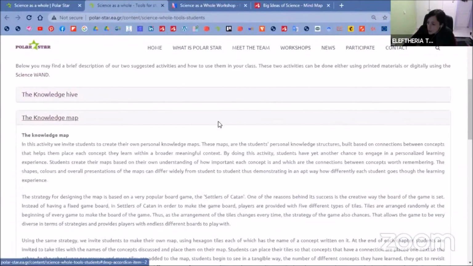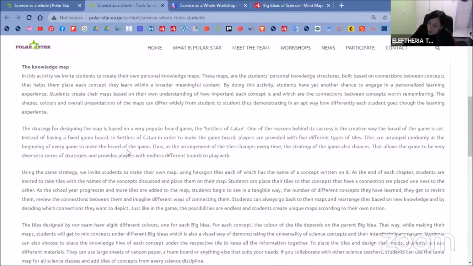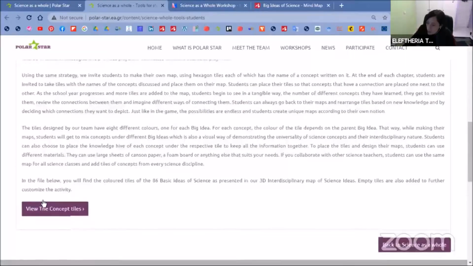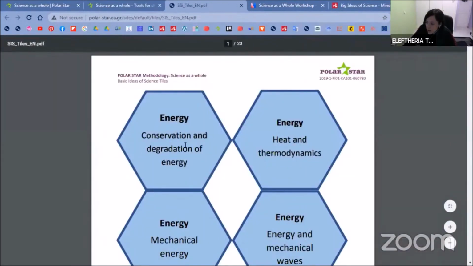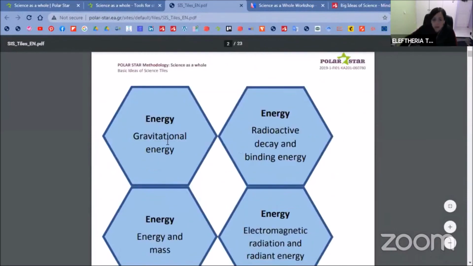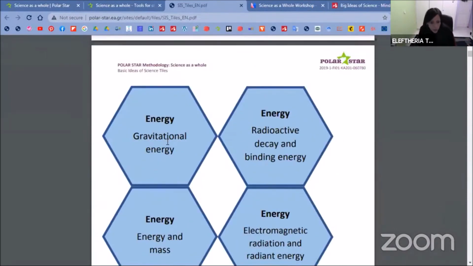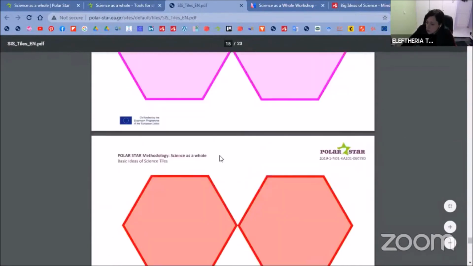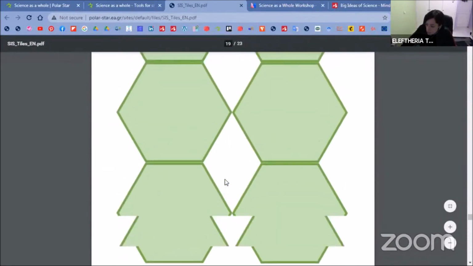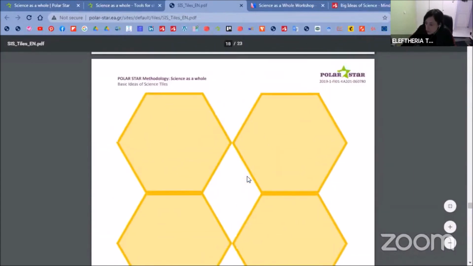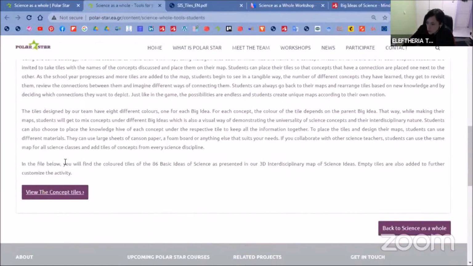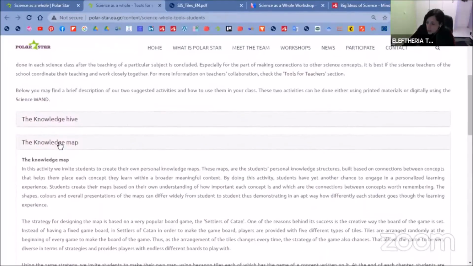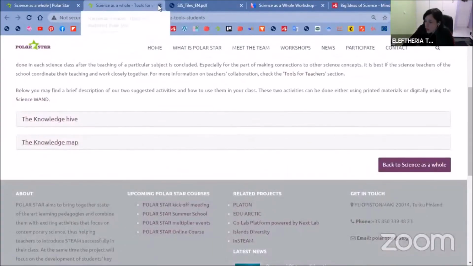In the knowledge map, we explain again how to do the concept map and what the rationale behind it is. Here you can have access to the pre-designed hexagon tiles in which we have added the 86 basic ideas of science, because as we said, they are basically a super curriculum that covers all curricula. At the end, we also have empty tiles for you to use if you want to create your own. So this is where you will find the two tools that I told you about to use in class.